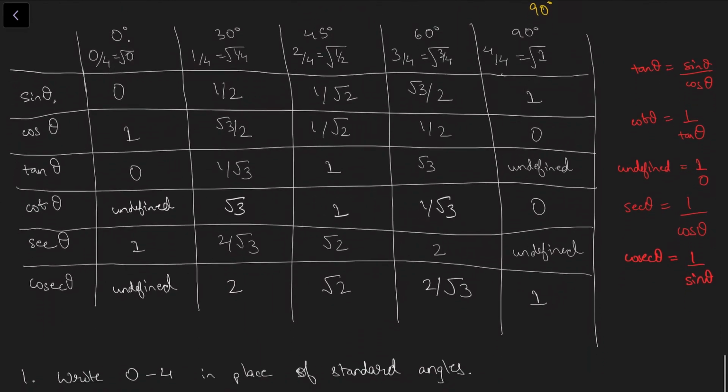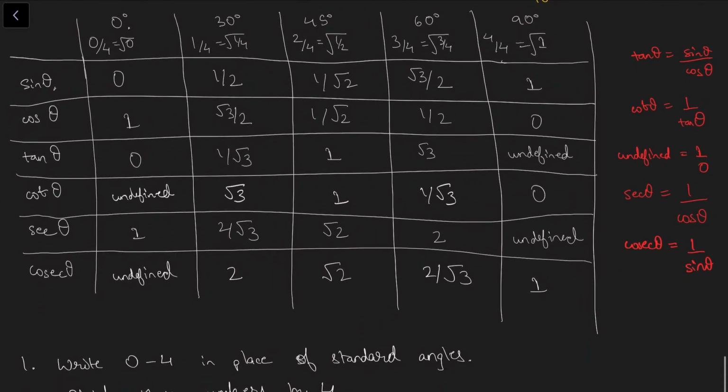So there you have it. I'll show you the table one more time. And these are all the values of the standard trigonometric ratios. And that's all for this video. In the next video, I'll be talking about the derivation of some of these values like sine 30, cos 30, sine 60, and cos 60, and other ratios like that. So that's all for this video. Thank you for watching.